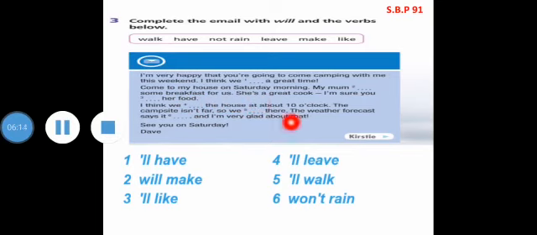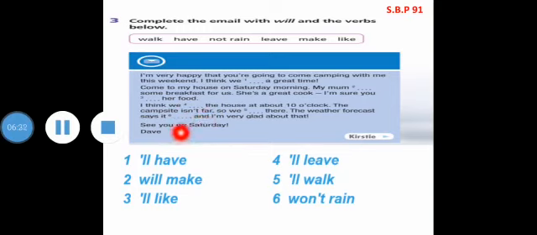Come to my house on Saturday morning. My mom will make some breakfast for us. She's a great cook. I'm sure you will like her food. I think we will leave the house at about 10 o'clock.